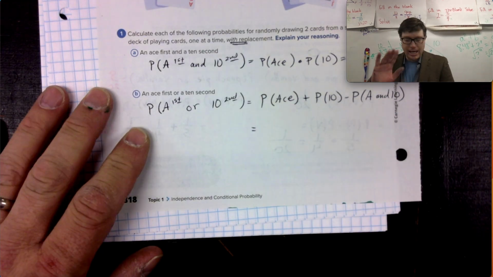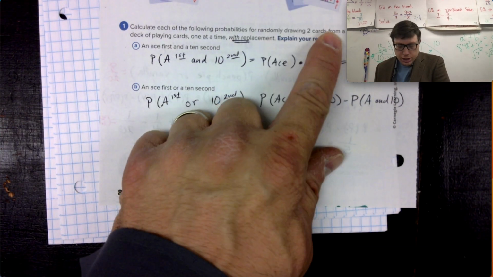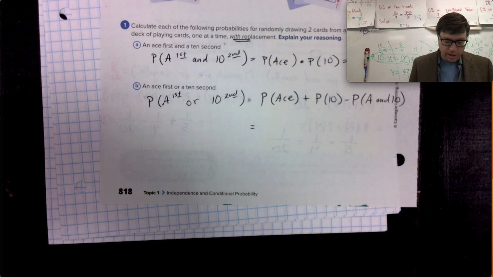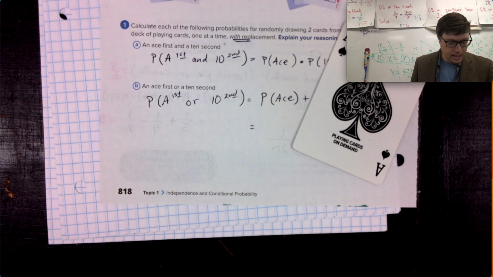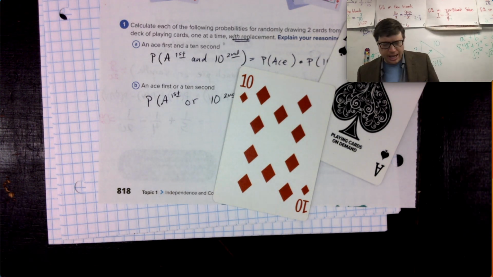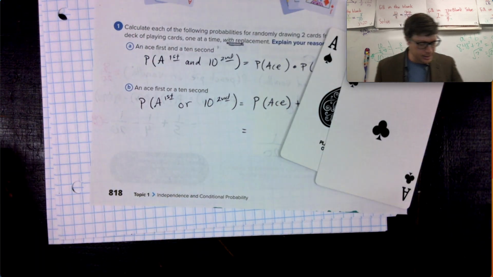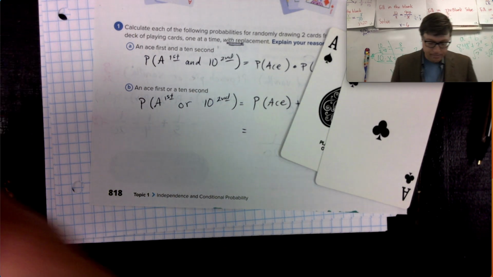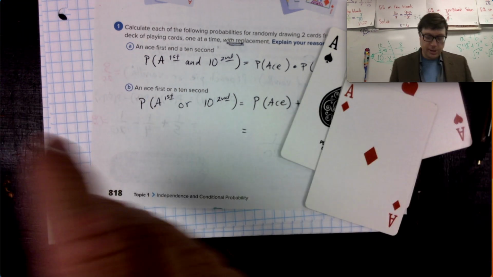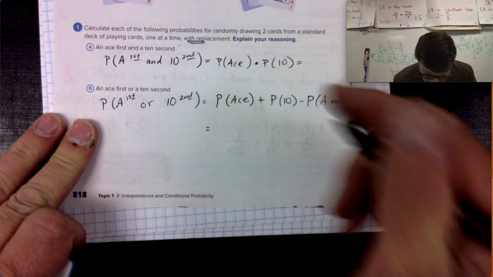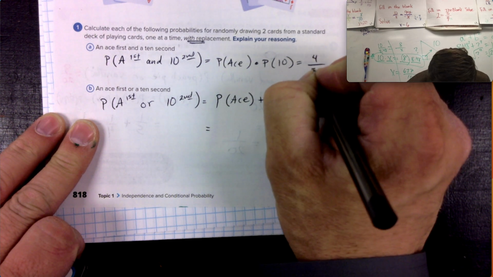So let's say, for example, you're going to randomly draw 2 cards from a standard deck of playing cards, one at a time with replacement. We're going to draw an ace first, and then we're going to draw a 10 second, with replacement. So of the aces, there's ace of spades, ace of clubs, ace of diamonds, and ace of hearts. So that means that we have 4 different aces in the deck out of 52 total. So 4 out of 52.